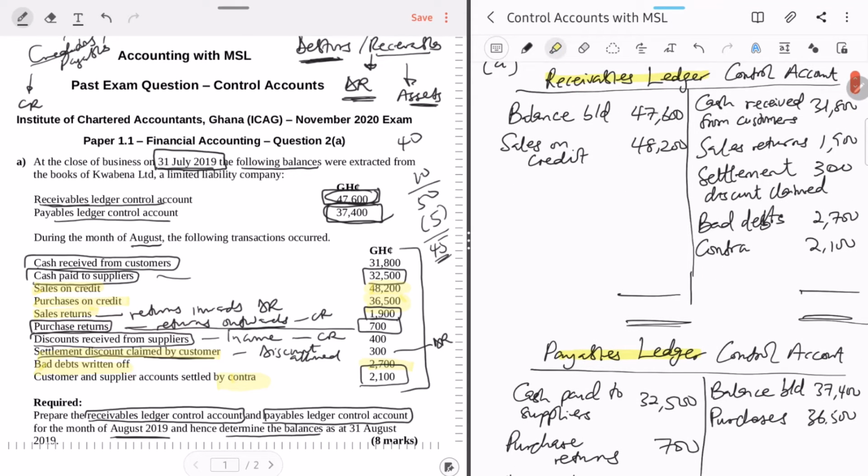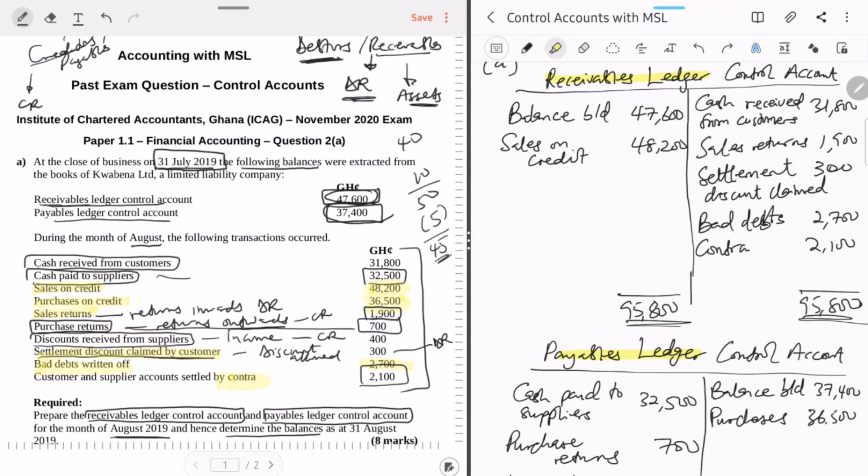You add 47,600 and 48,200. What does that give you? So, calculator, 47,600 plus 48,200 gives me 95,800. I put 95,800 here. Then your job now is to ask yourself, between 95,800 and all the figures listed on the credit side here, what is the difference? So we are just going to add everything up and then subtract from 95,800.